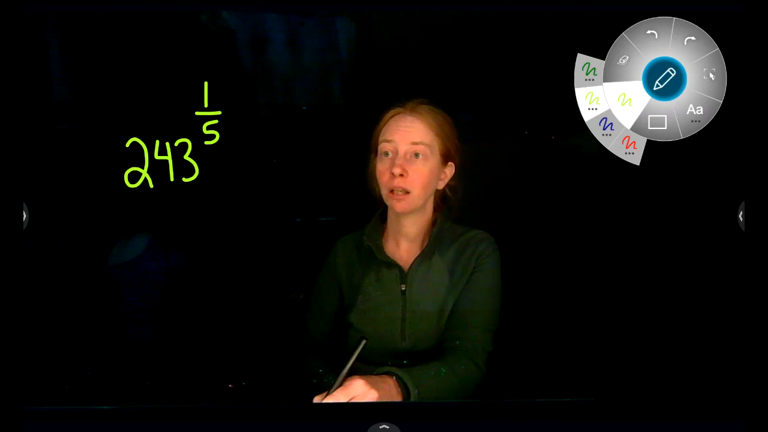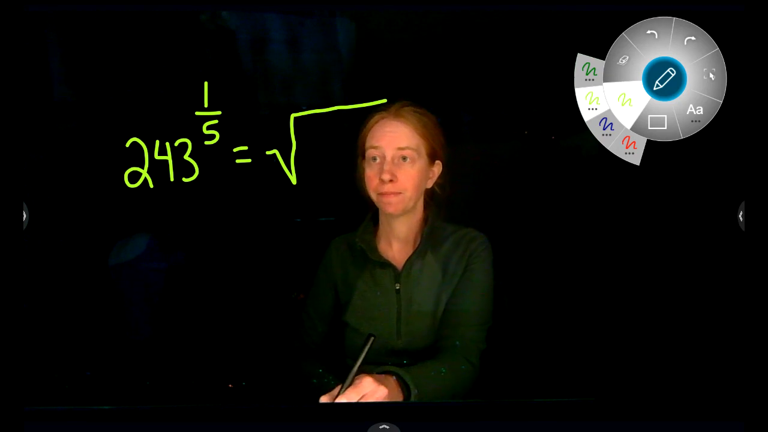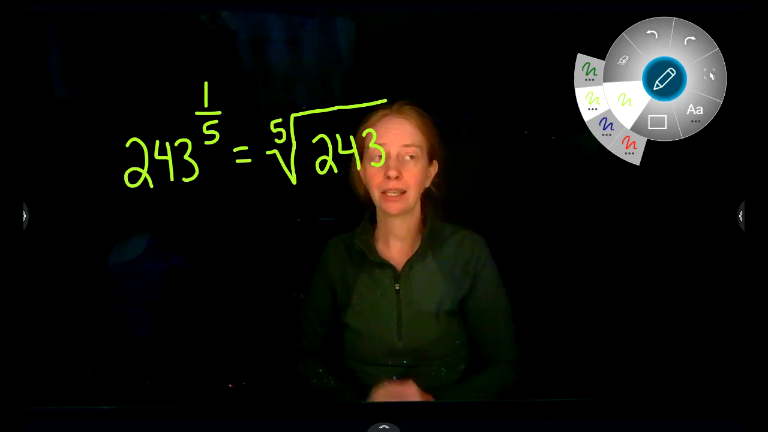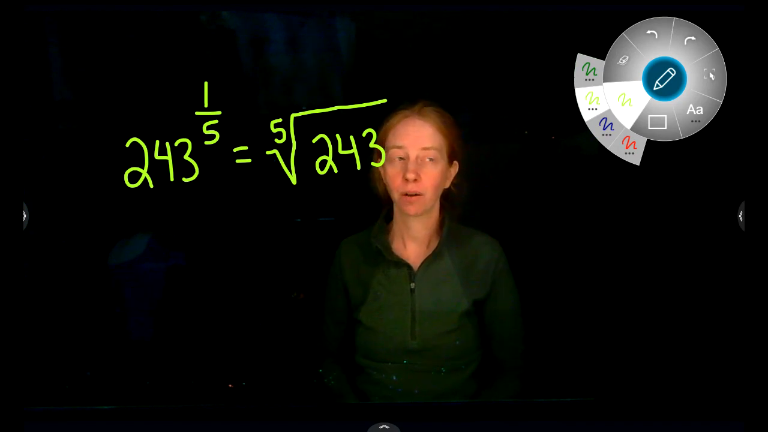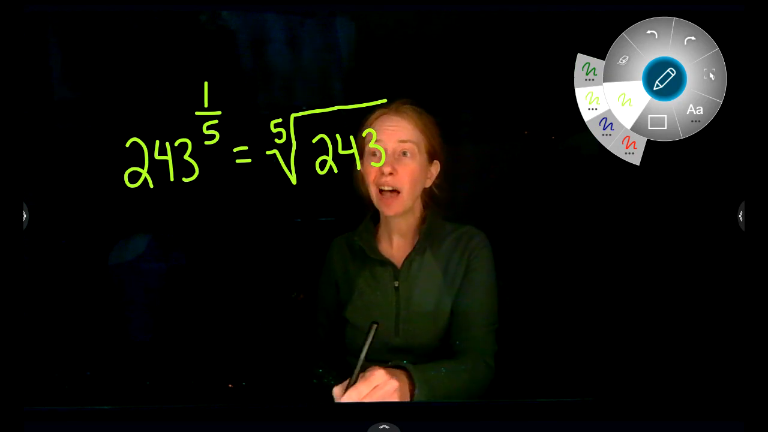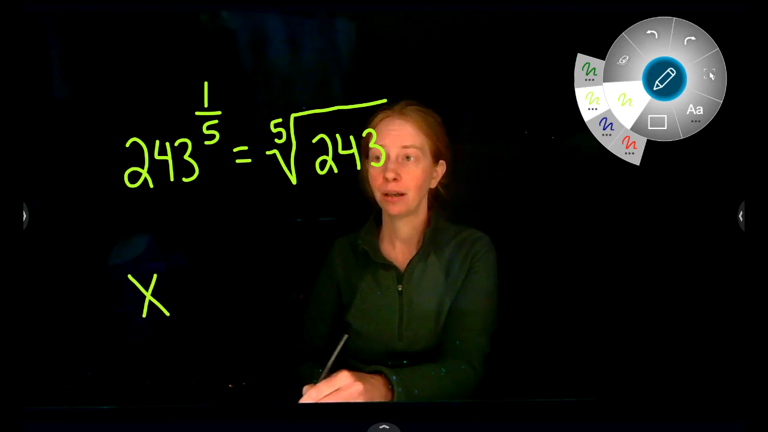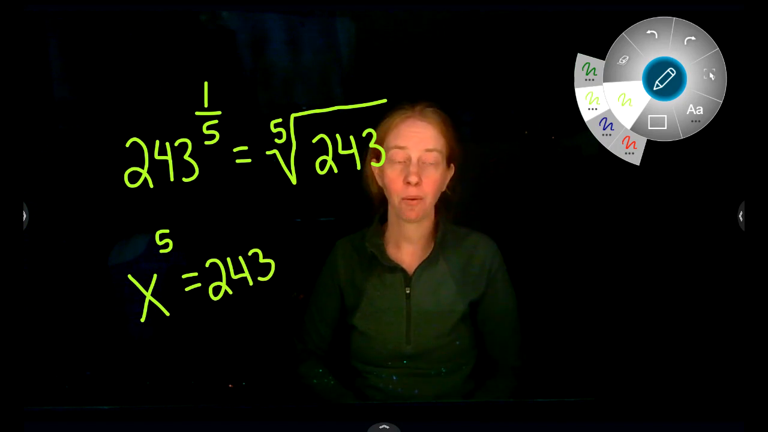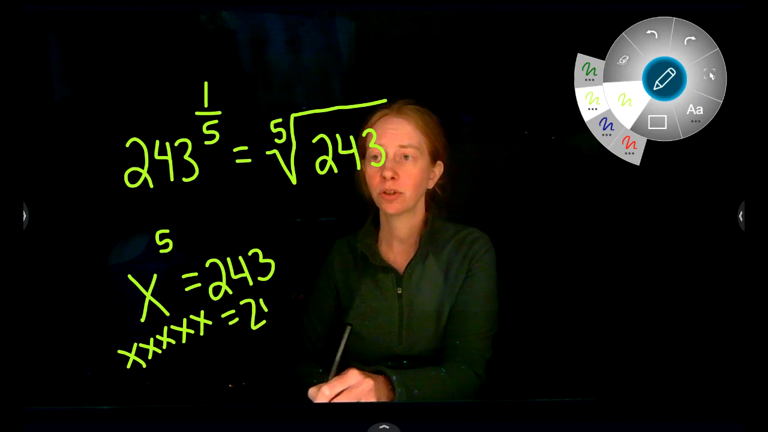Then we're going to convert that to radical form. So the radical of 243, and the 5 goes right here. What that's saying is the 5th root of 243. So some number, I am going to throw an x at you, but just as an example, some number to the 5th power equals 243. We're trying to figure out what that is. You could also write it like this: what times what times what times what times what? There's 5 of those, equals 243.